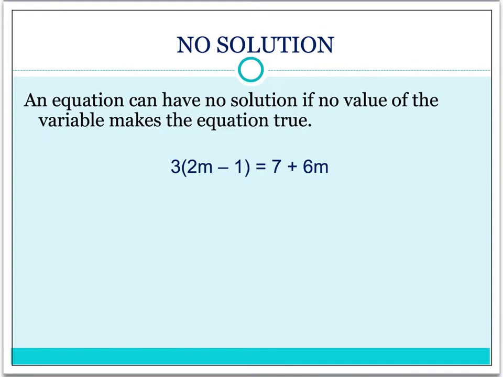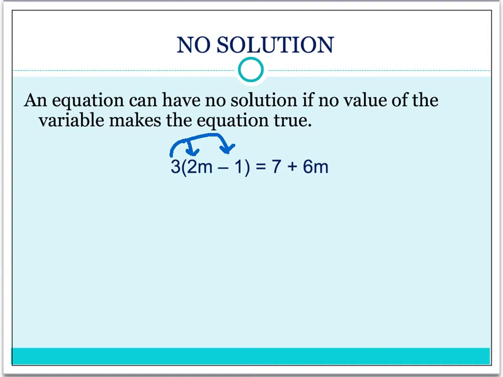Sometimes you have an equation where there is no solution, and you have no solution if you cannot find any value that will make that equation true. So let's take a look at this example. Once you see parentheses, the very first thing you need to do is the distributive property. So we're going to start with distributing that 3 through the parentheses and see what we end up with.